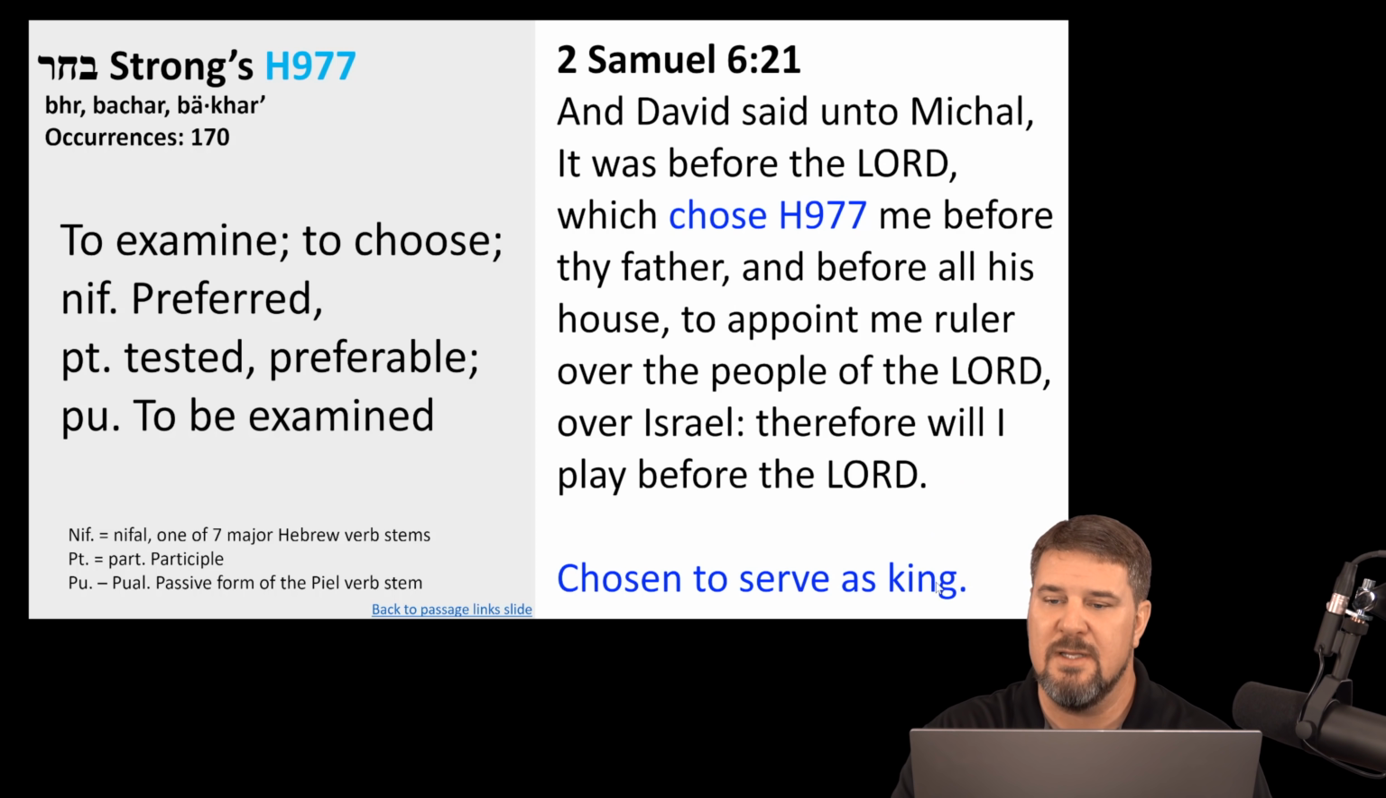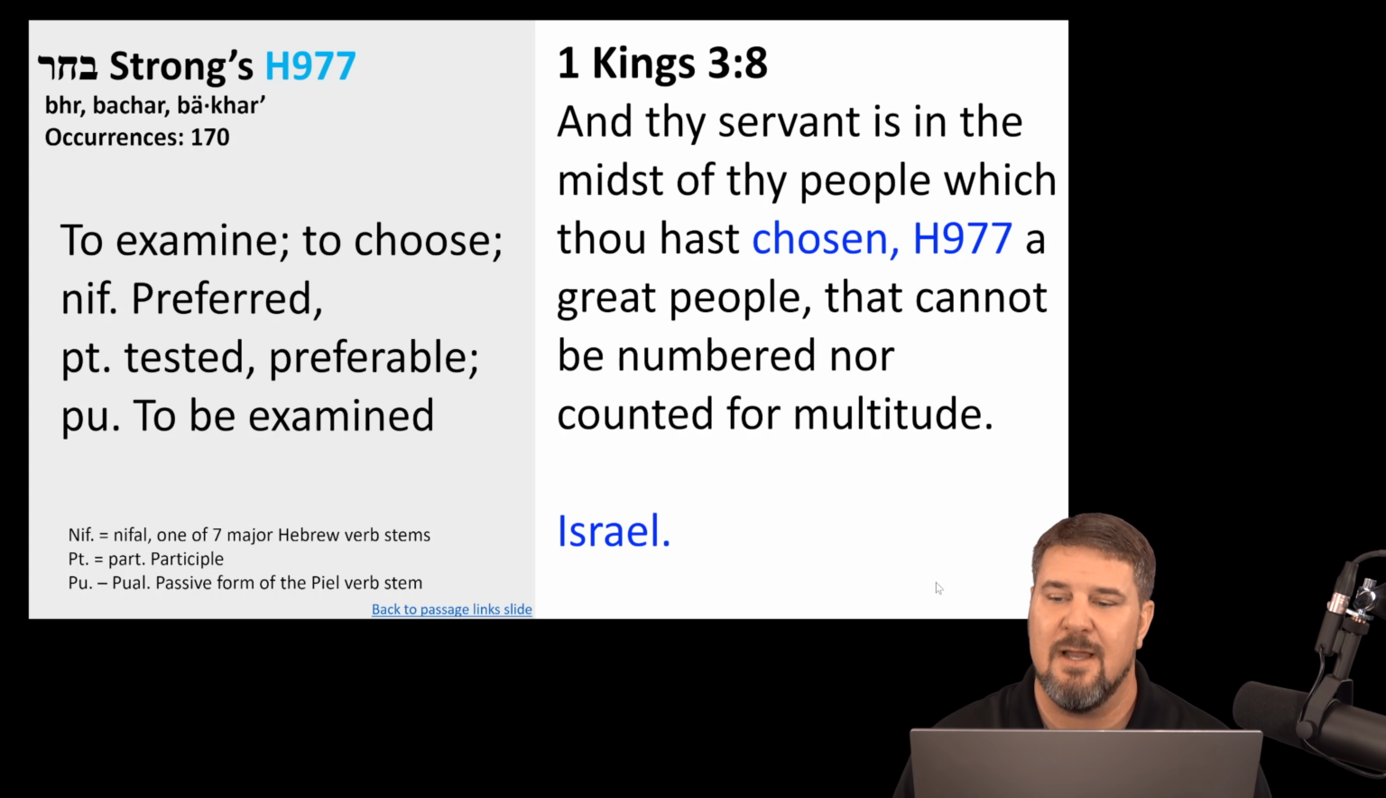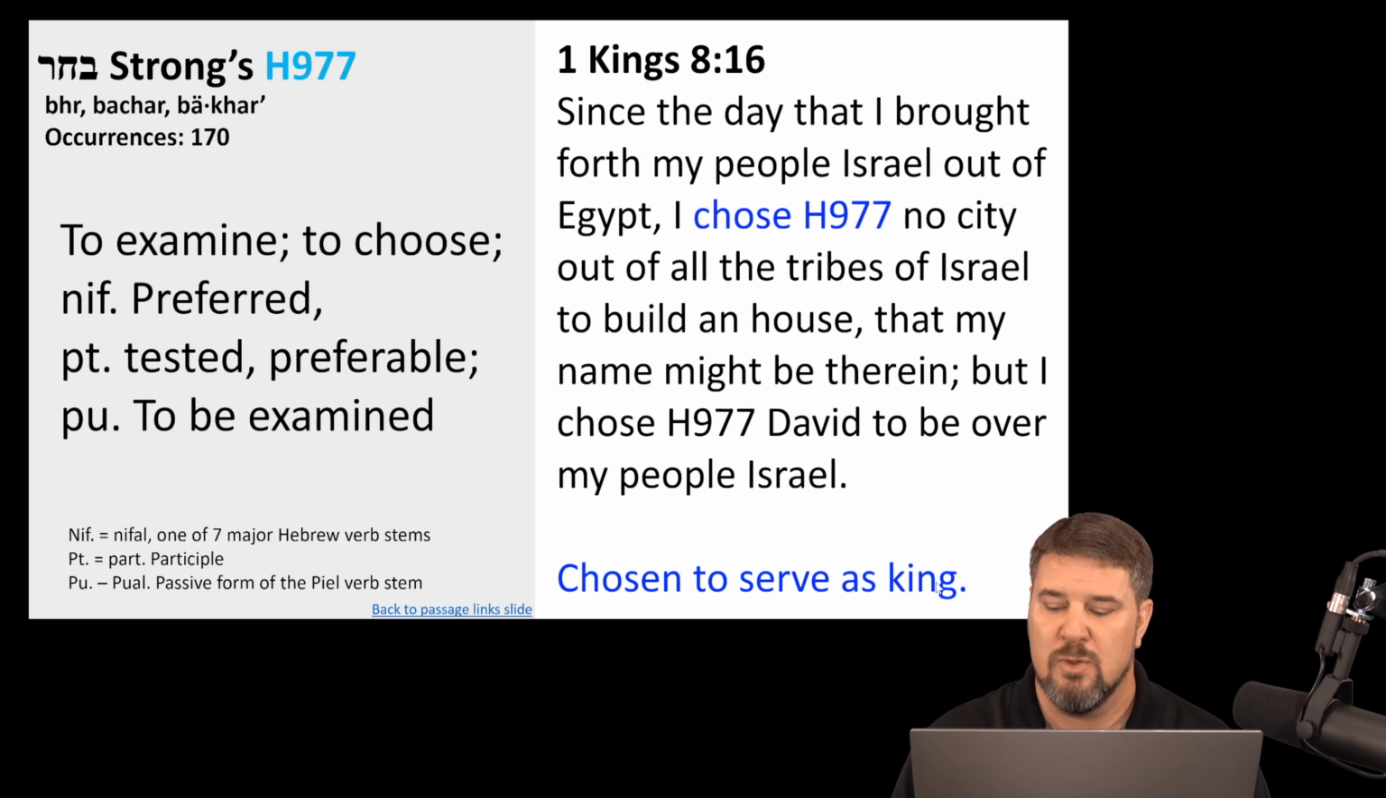2 Samuel 6:21, and David said unto Michal, it was before the Lord which chose me before thy father and before all his house to appoint me ruler over the people of the Lord. So David is chosen to serve as king here, not just to be the only person that's saved, but chosen to serve in that capacity. 1 Kings 3:8, and thy servant is in the midst of thy people, which thou hast chosen, a great people that cannot be numbered or counted for multitude. And this is Israel, God's chosen people. It's a no-brainer. 1 Kings 6:18, someone's chosen to be king.